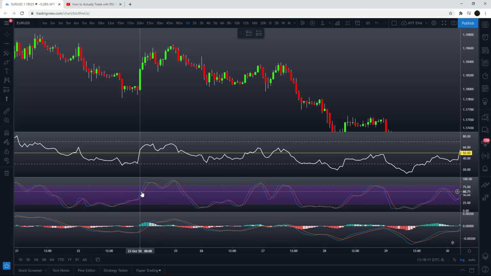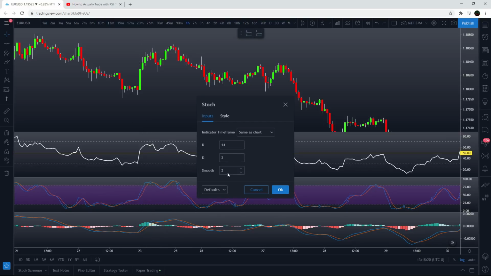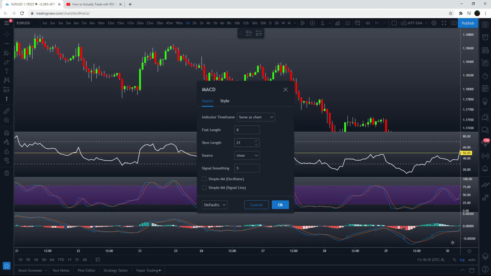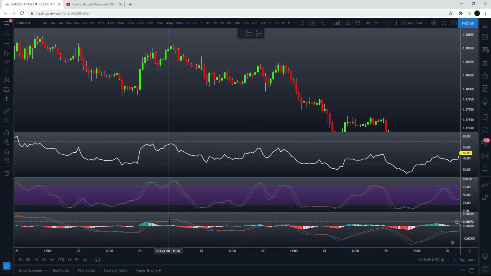Then we have a stochastic, which has the settings as 14, 3, and 3. Essentially what this is for is when you see stochastic go overbought above the 80, you're going to be looking for a short, and then to take a long, our stochastic needs to go down below the 20 line. And then there's the MACD, and the settings are 8, 21, and 5. So those are changed. And this is similar to the others. We're just waiting for a cross down for a short and a cross up if we want to take a long. So let's go over an actual example here so we can show you how to do the actual take profit and the stop loss placement.